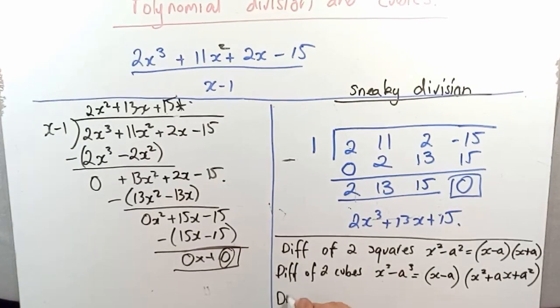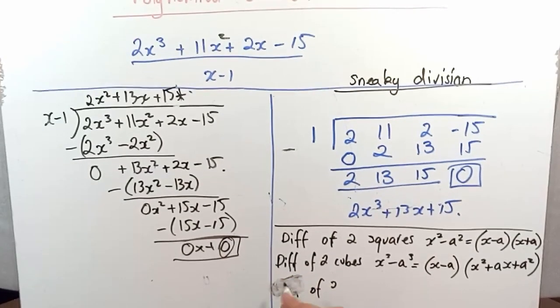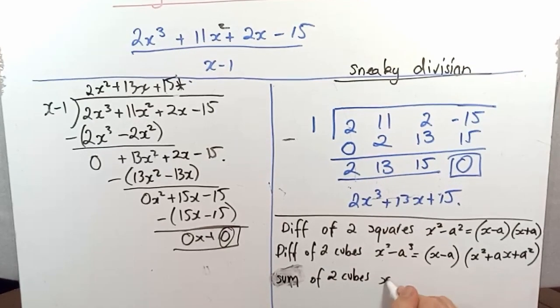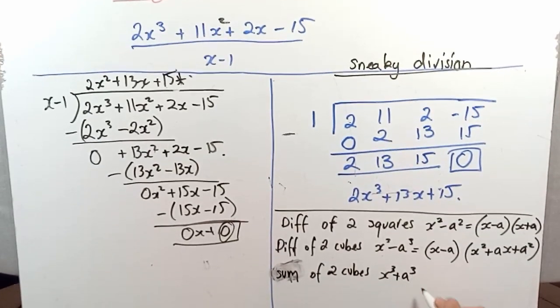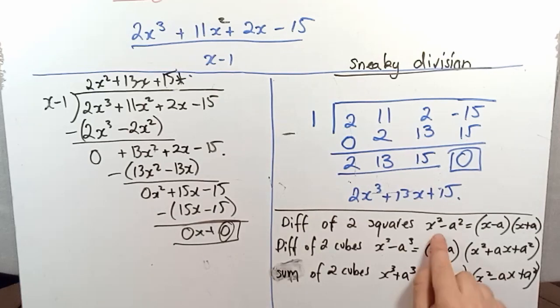Okay, and if you've got the difference of, oh, not difference, sum. The sum of two cubes, so x cubed plus a cubed, that equals x plus a, x squared minus ax plus a squared. Okay, that's it. You just got to know those formulas just like you do for the difference of two squares, and you can factorize those. Okay. Let's keep going.